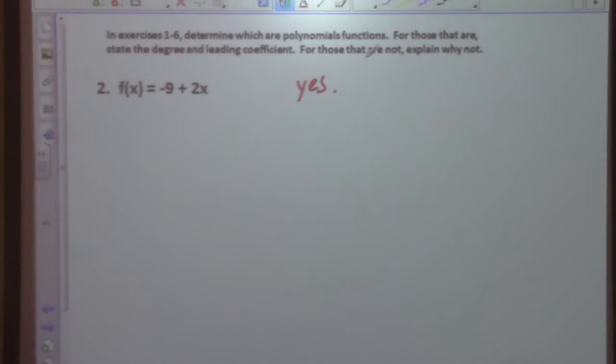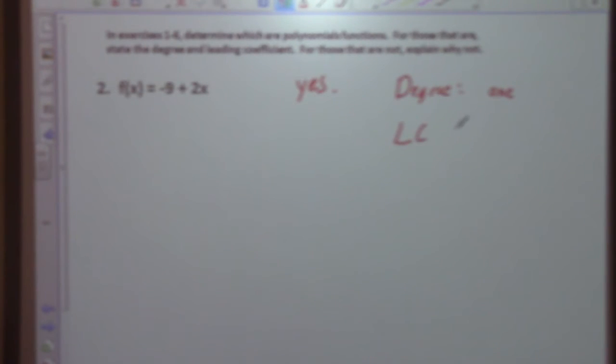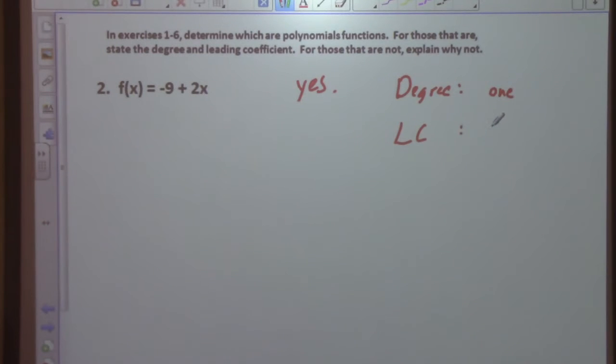Yes, and for those that are, state the degree. And so what is our degree of this thing? X to the 1. The degree is 1, because x to the 1. So degree is 1, and what is our leading coefficient for this? 2. Leading coefficient is 2. And what you do is you look for the highest power term, and that's the one that decides what it is.